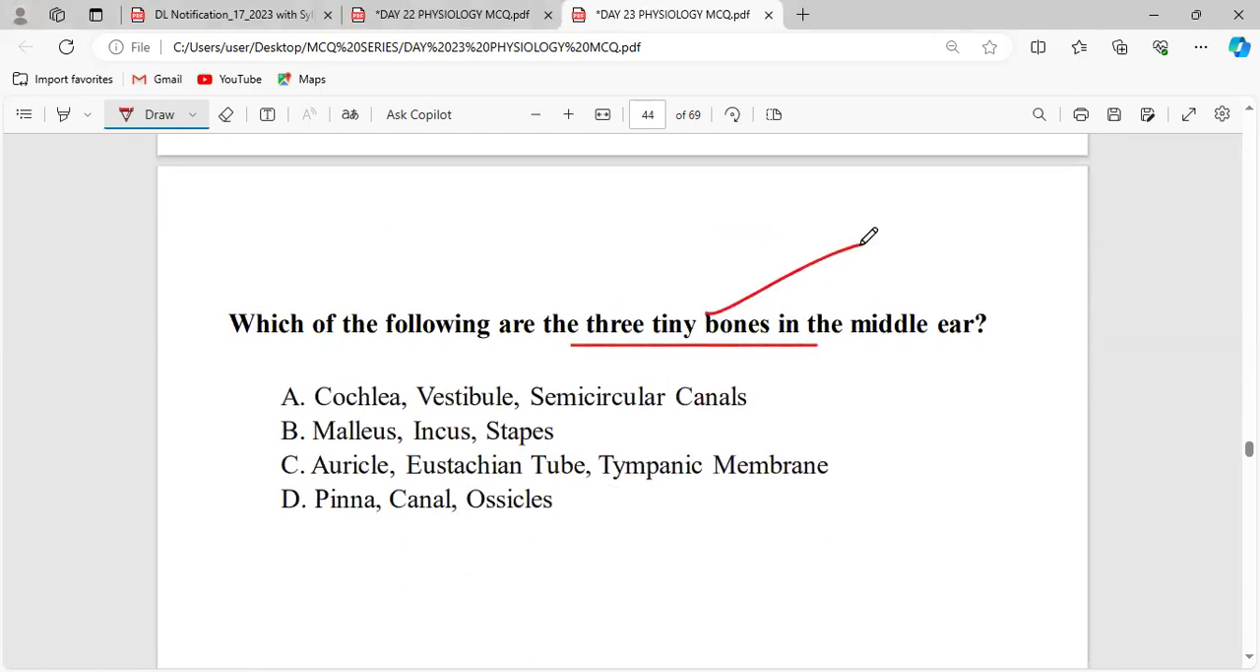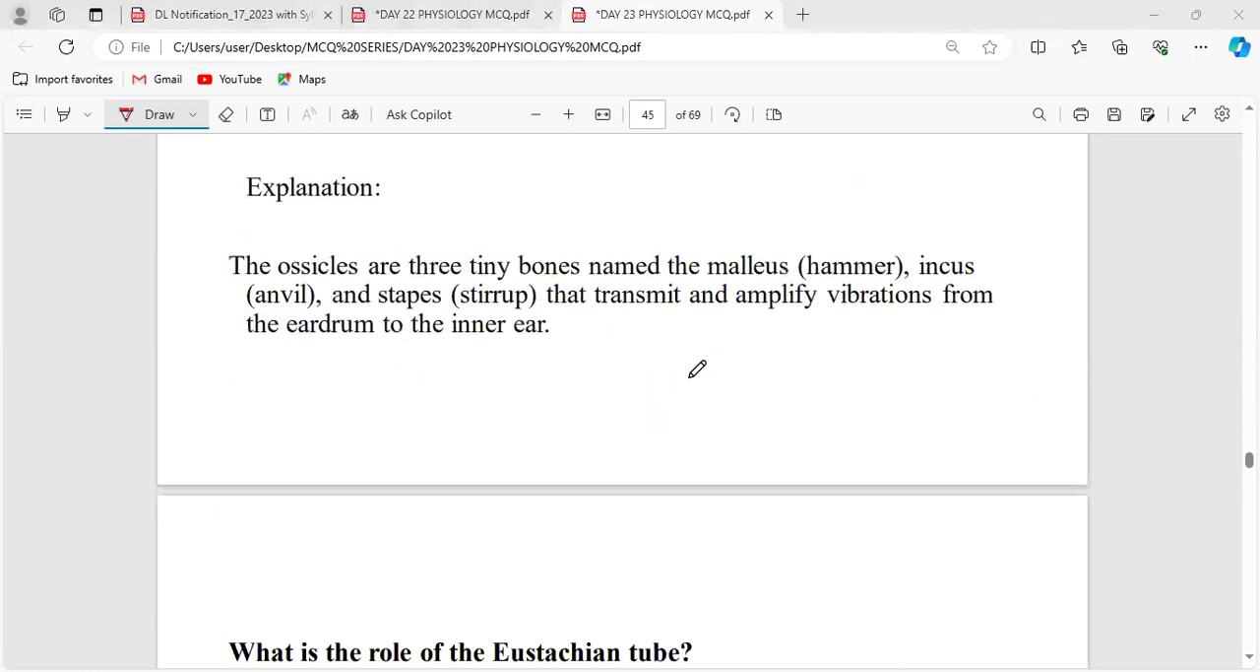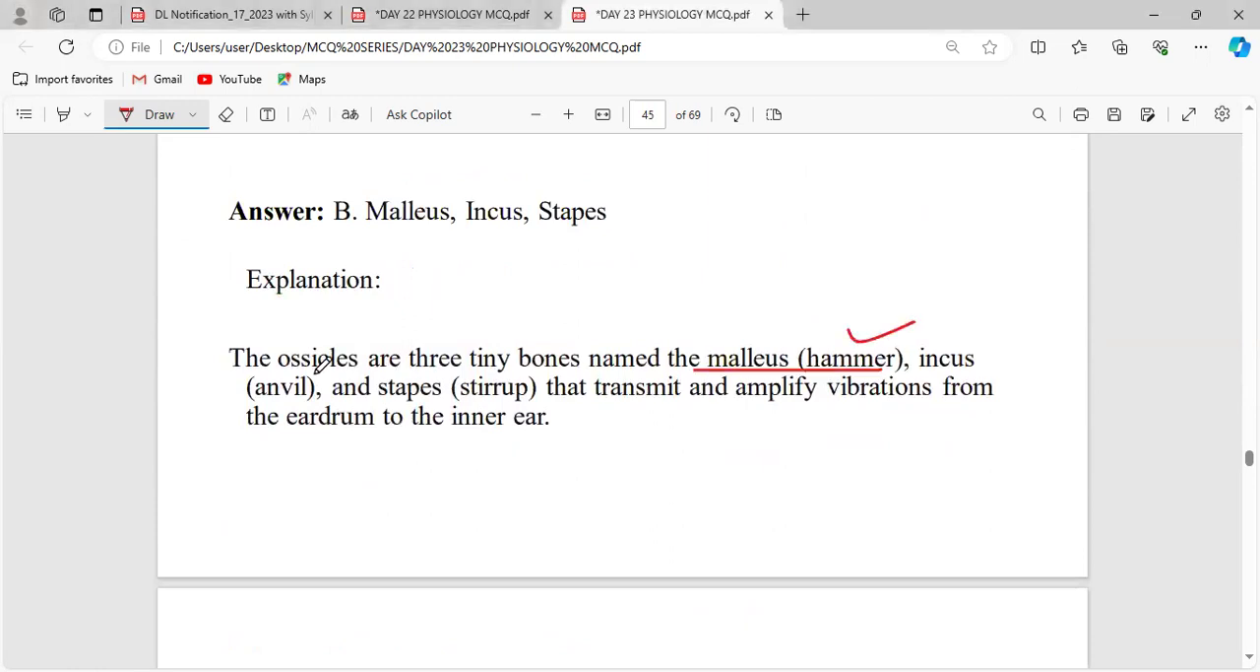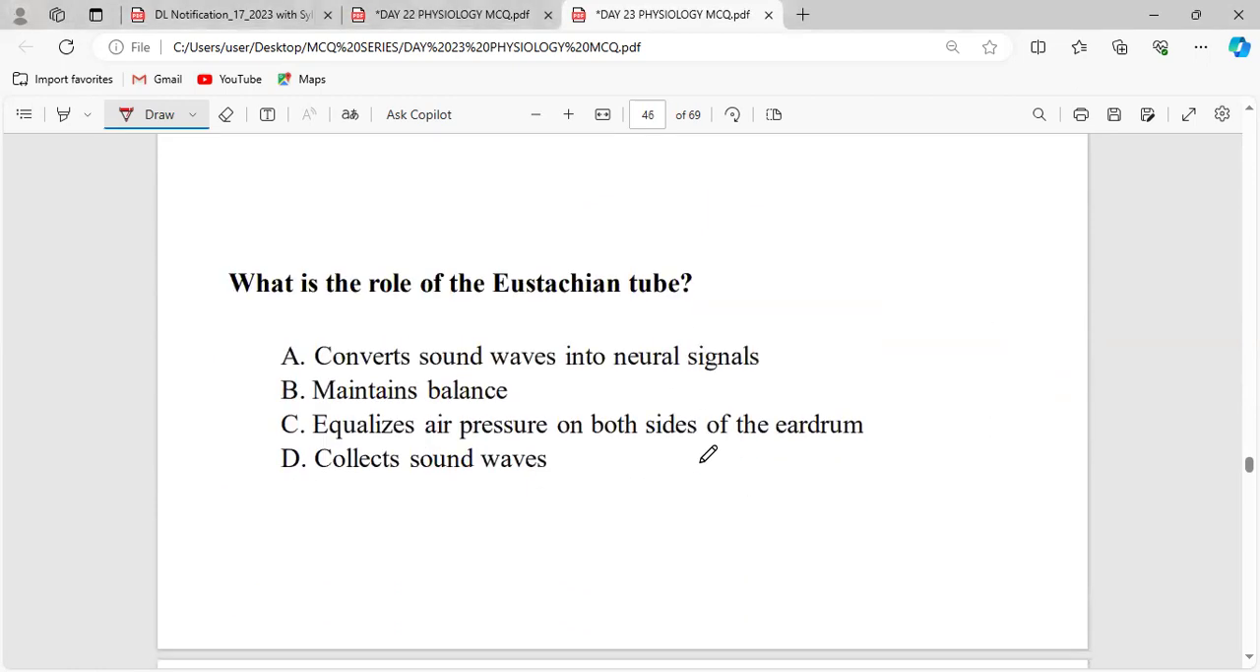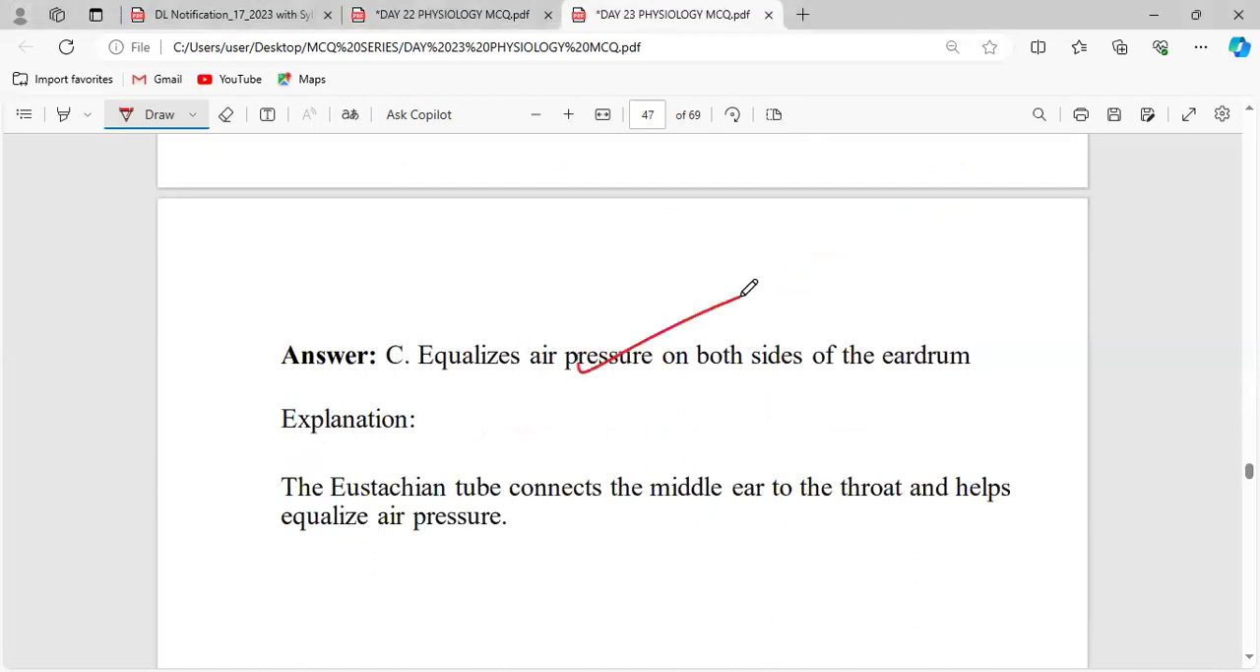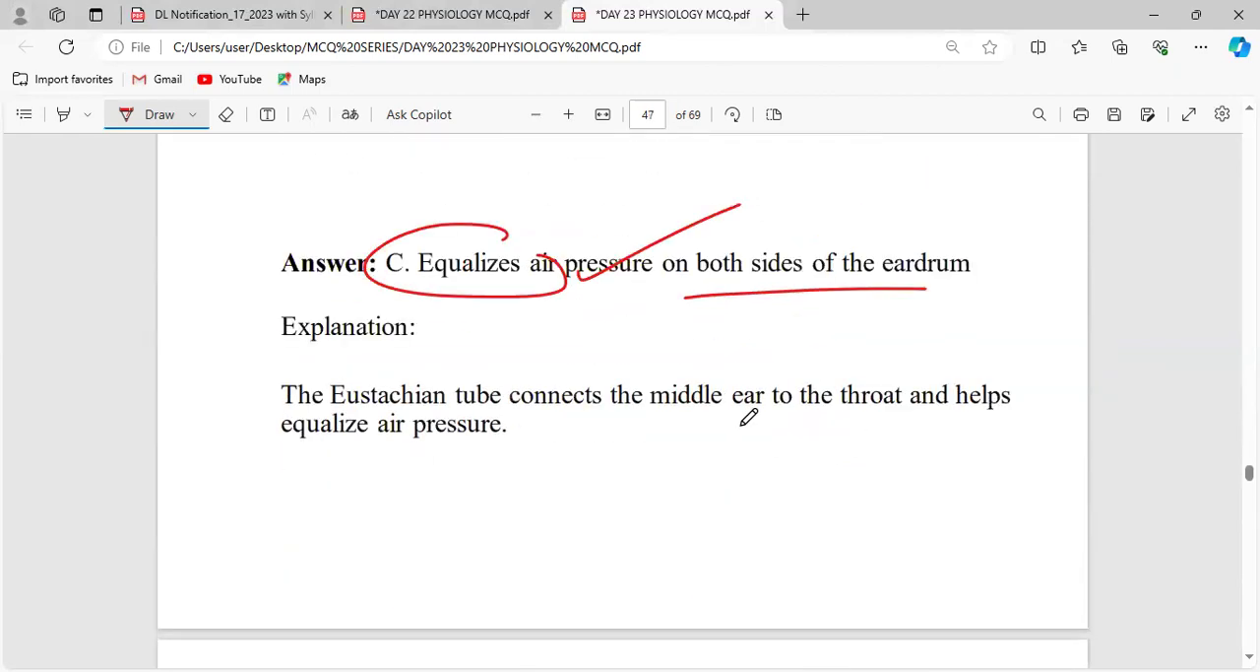What are the three tiny bones in the middle ear? Malleus, incus, and stapes. Kindly make a note of the other names also. There may be a possibility, so don't take any chance. Now, the role of the Eustachian tube. It equalizes the air pressure on both sides of the ear. And this Eustachian tube is a part of the middle ear.